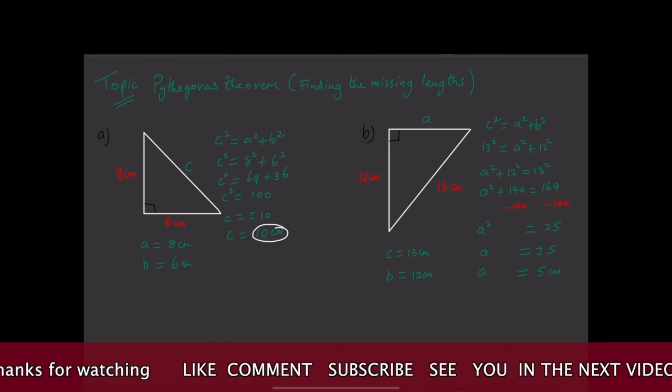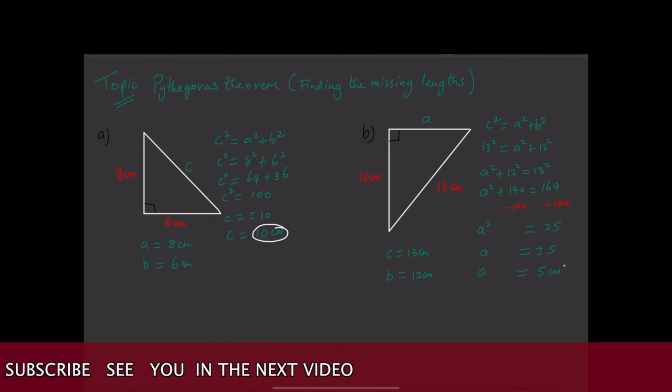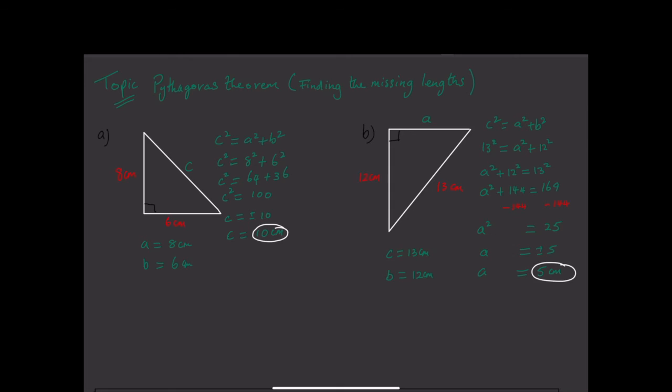So our answer is 5 centimeters. So these are the two methods that you use to find first the longest side. Remember that you have to add, and when you're finding the shorter side, remember that you have to subtract.